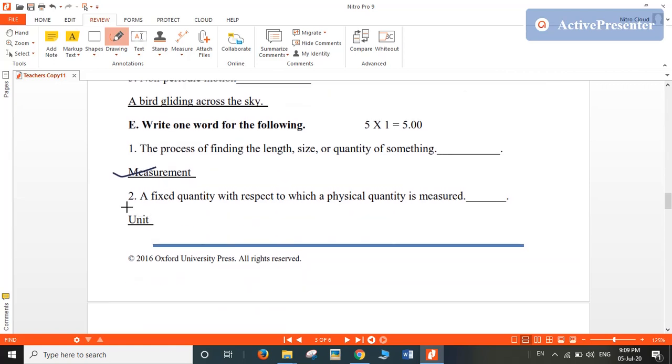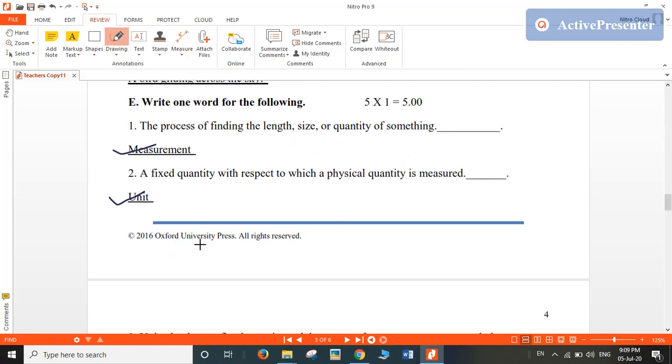Then next, a fixed quantity with respect to which a physical quantity is measured, that is called a unit. The unit is a fixed quantity with respect to which a physical quantity is measured. तो physical quantity जो measure की जाती है वो किस में, कोई particular unit में measure की जाती है and it has a fixed value.